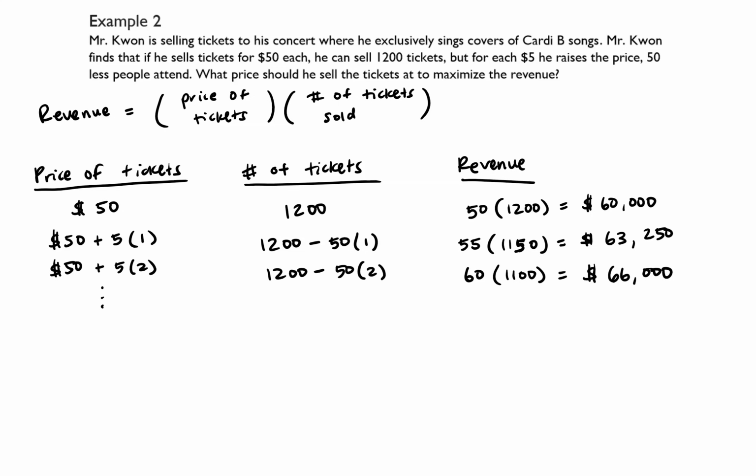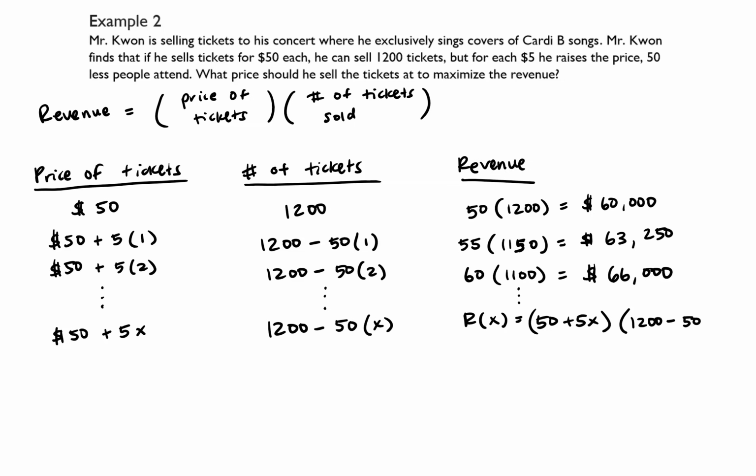So in general, if I start off with $50 and then add on some multiple of $5, then I'm going to have 1,200 tickets and subtract off the same multiple of 50 from the number of tickets. So in that scenario, our revenue function would be 50 plus 5x, and that would represent the price of the tickets. And then the number of tickets sold would be 1,200 minus 50x.